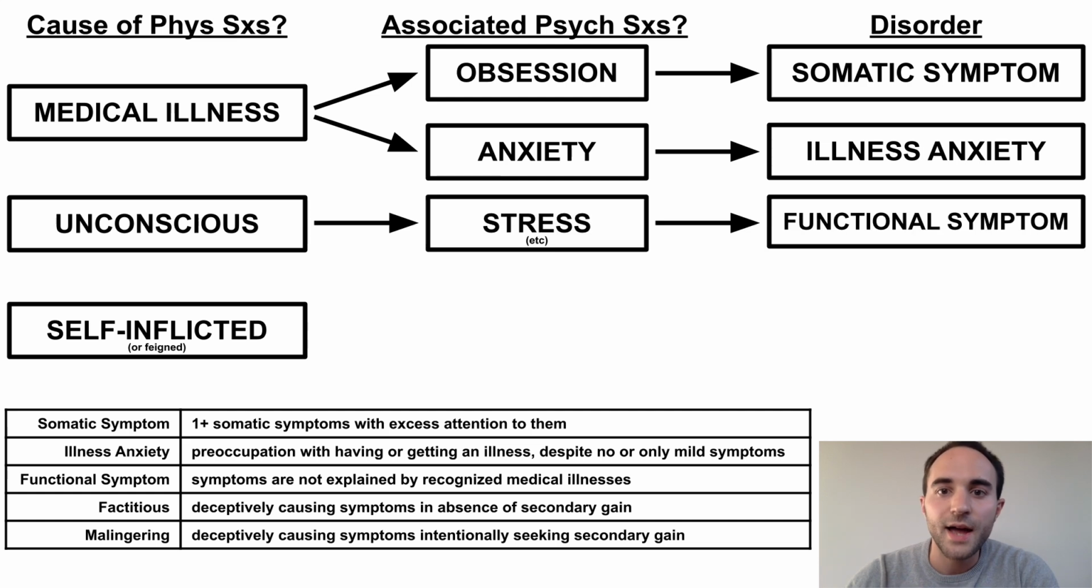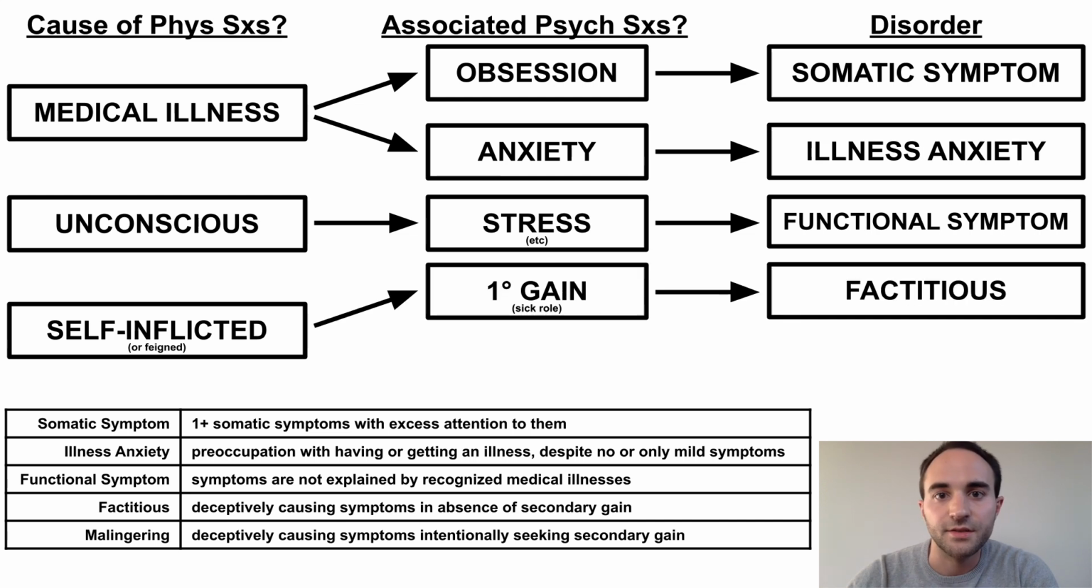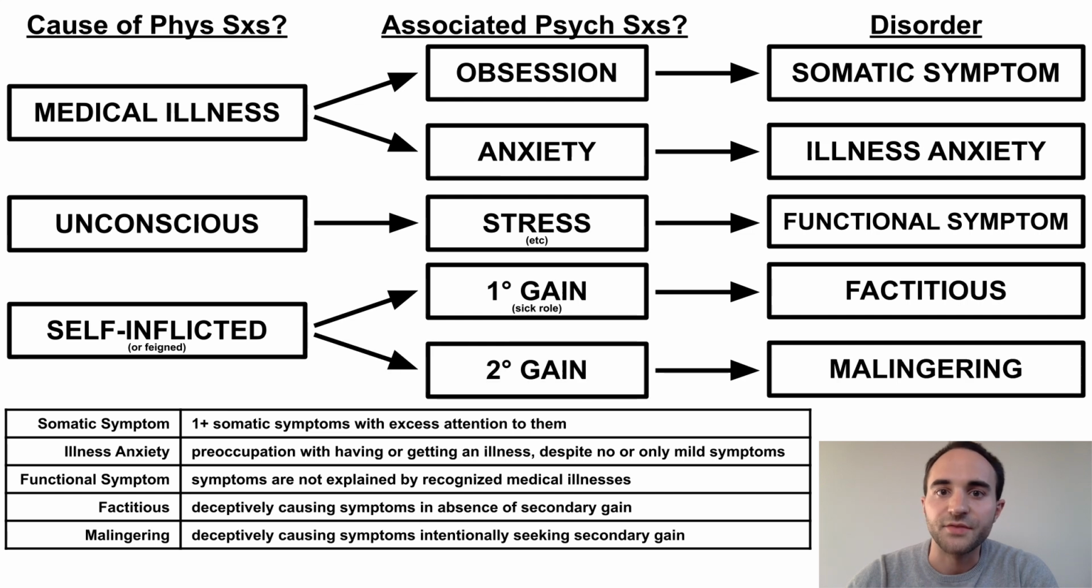If the symptoms are not due to a known medical illness and appear to be associated with significant stress or other psychological factors, then this is functional symptom disorder. If the symptoms are self-inflicted due to seeking primary gain, then this is factitious disorder. And if the symptoms are self-inflicted due to seeking secondary gain, then this is malingering.